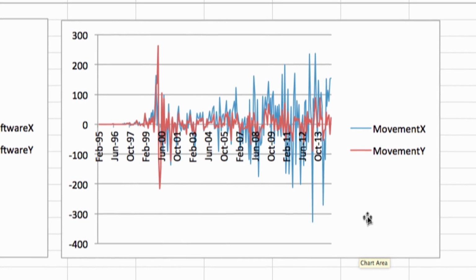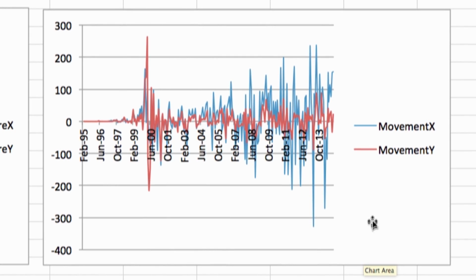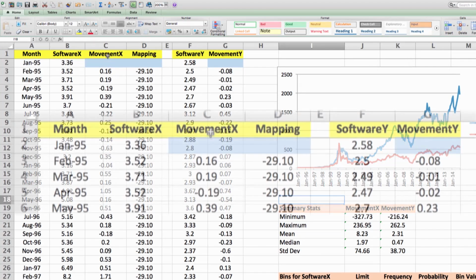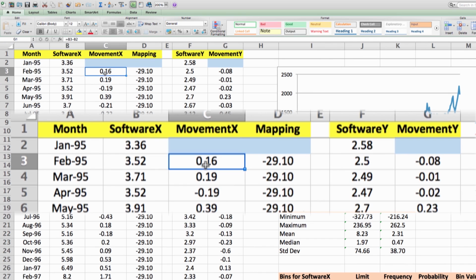As a first step, we'll time difference our monthly closes so the price is out of the picture and we can focus on the stock's movements from month to month. We've even inserted 2 columns, movement X and movement Y, in our spreadsheet. If I double click on this cell over here, it's nothing but the current month's stock price minus the previous month's stock price.